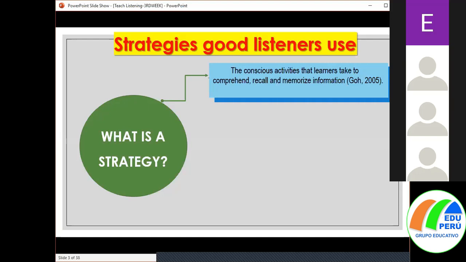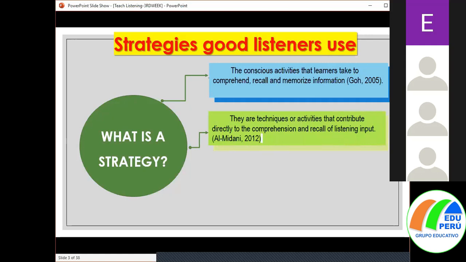Notice this concept of a strategy. Conscious activities that our students, the learners, are going to take to comprehend, to understand, recall, and memorize information, all right? So this is one of the concepts related to strategy. Let's pass to another concept.